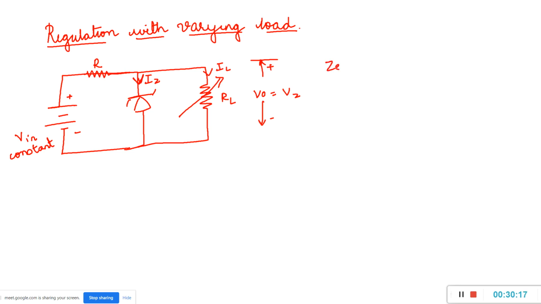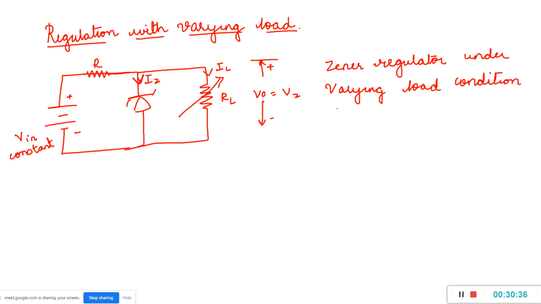I just repeat. Zener diode regulator, we can write it as simple Zener regulator under varying load condition, varying the load resistance and keeping the constant input voltage. Okay, so I am varying the load resistance and keeping the input voltage constant.